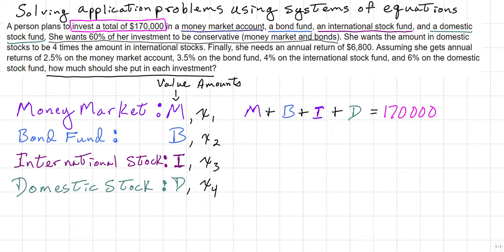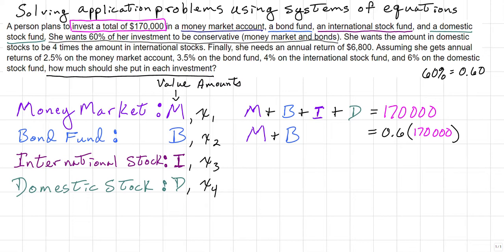So if we take the money market investment and add that to the bond investment, that's going to be equal to 60% of the $170,000 investment. Remembering that 60% written as a decimal is 0.60, or just simply 0.6. So I'm just going to write that here without actually doing the multiplication. I'll do that in a moment, but I'm just trying to set this up so that you can see how everything is put together.